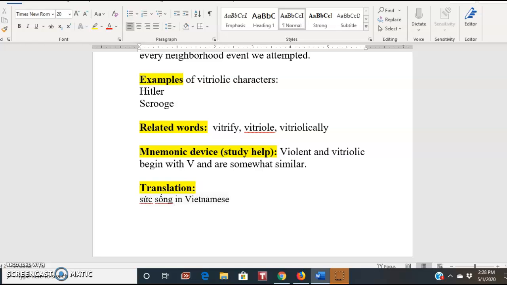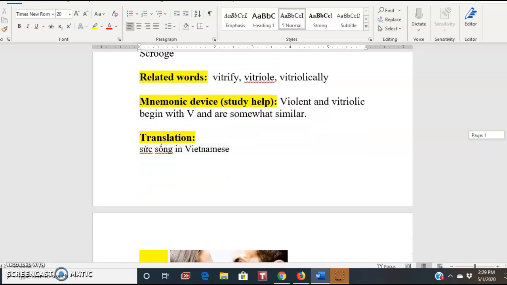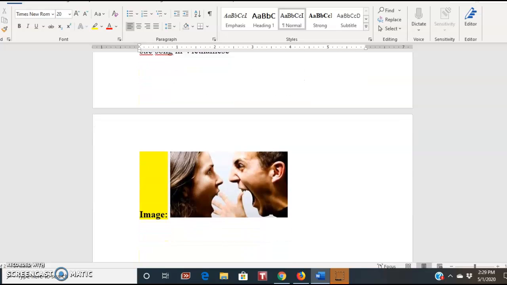Another way of learning the word is a translation. We have many students who speak other languages, and this is pretty easy to do with Google Translate. So here you see the translation for it in Vietnamese. Another way, obviously, is to get an image of a word. So here's someone being vitriolic, sort of bitter, yelling at someone. It would be that kind of image.